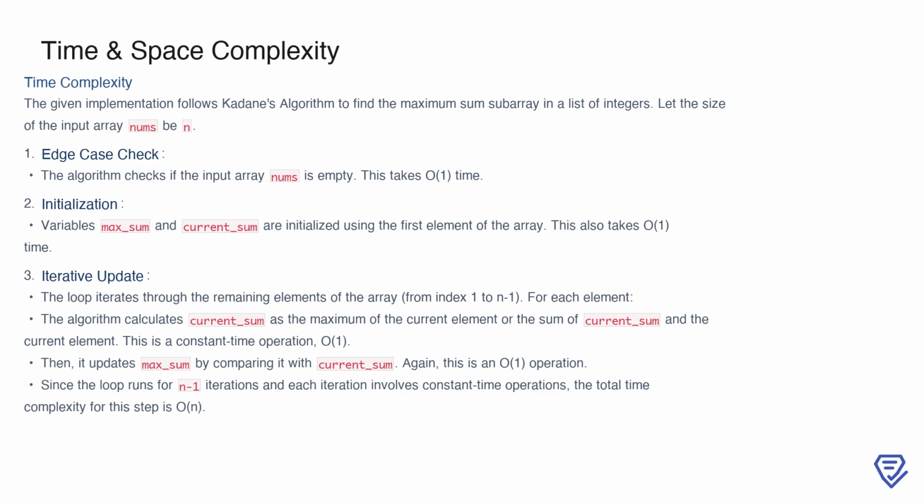Since the loop runs n-1 iterations where n is the size of the array, and each iteration involves only constant time work, the overall time complexity for the loop is O(n). Combining this with the earlier constant time steps, the total time complexity of the algorithm is O(n).